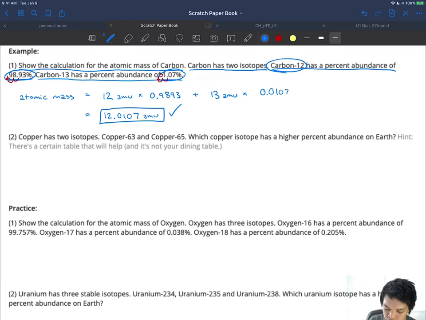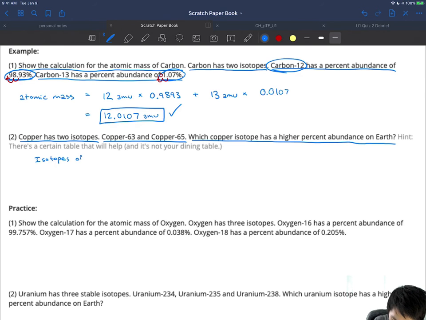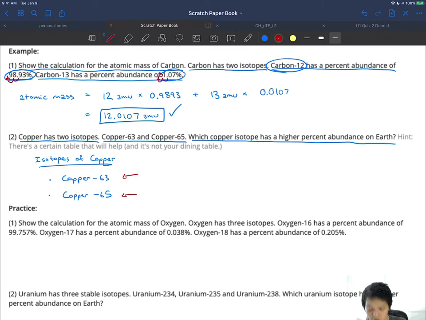Okay, let's take a look at the second question. We have copper has two isotopes, copper 63 and copper 65. Which copper isotope has a higher percent abundance on Earth? Okay, I'm not going to read the hint right now. So all we know is right now there are two isotopes of copper. One of them is copper 63 and the other is copper 65. Now it's asking, out of these two, which one is there more of, basically, on Earth?